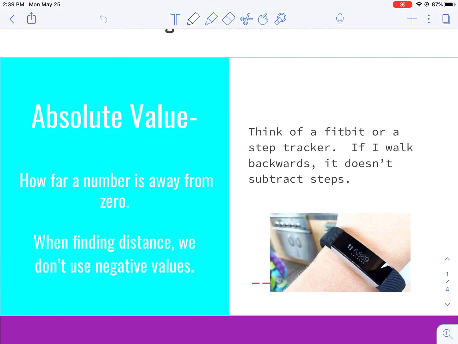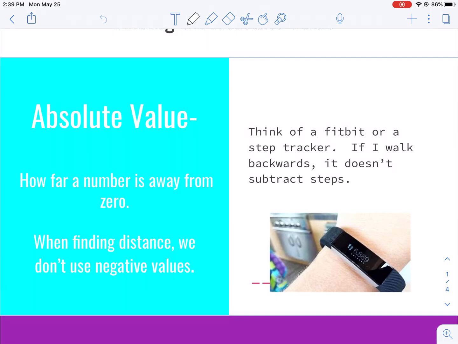Something I want you to think about, you might be asking yourself, well, why does it always have to be positive? Okay, so many of you have seen a Fitbit or an Apple Watch, or there's Garmin versions. There's tons of different versions of step trackers, okay? So when I wear my step tracker and I walk forward 5 steps, my step tracker says, okay, you've done 5 steps for the day, all right?